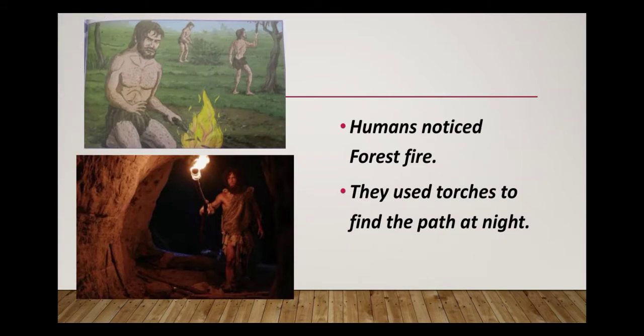Humans noticed the forest fire. At first, they were afraid of the fire. They found some animals died due to the fire. They ate the flesh of the burnt animals. It tasted good. They also observed the spark came out by the scratching of two stones together. The early humans used torches to find the path at night.